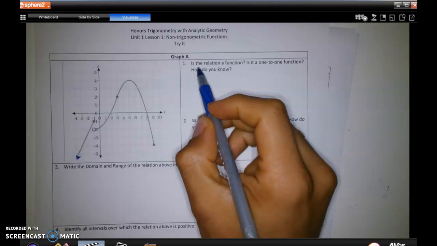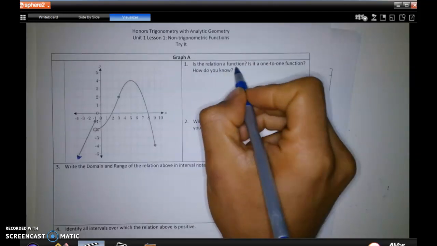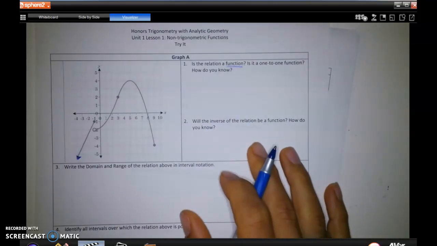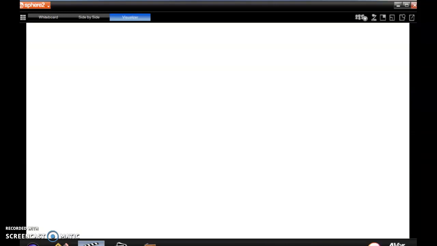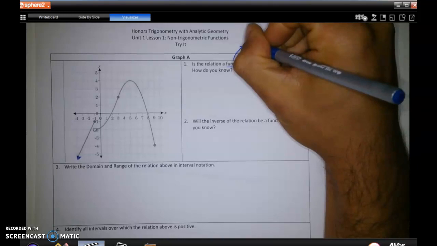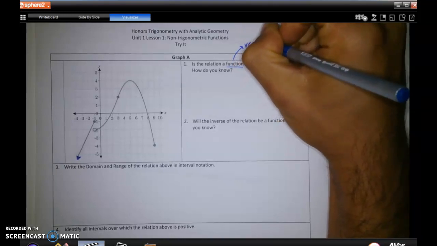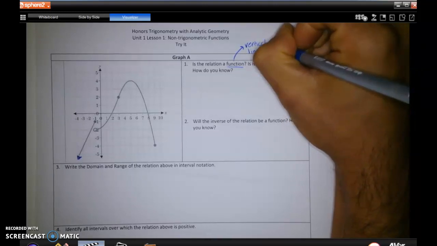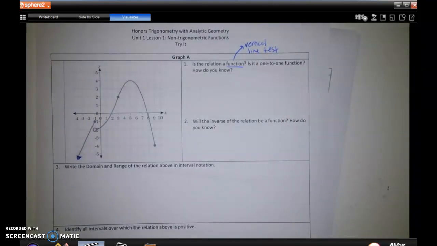The first question that is asked is, is this relation a function? If you want to test whether or not something is a function, you use the vertical line test. And I'm sure you guys have all done the vertical line test before.